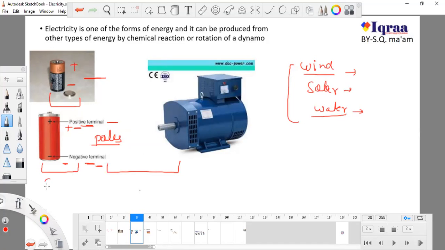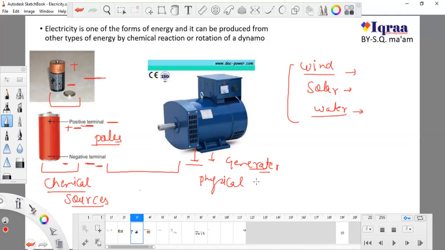These are chemical sources which form electricity. And this is a mechanical source, a generator. You have seen generators many times, and by using physical force we can make electricity from it. So the cell is a chemical source of electricity, and the generator is a physical source.